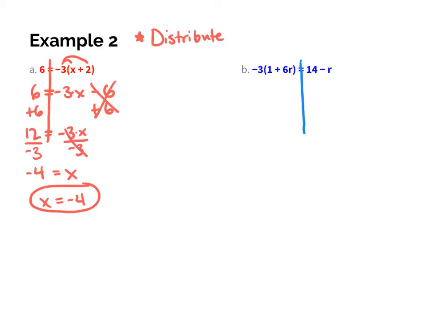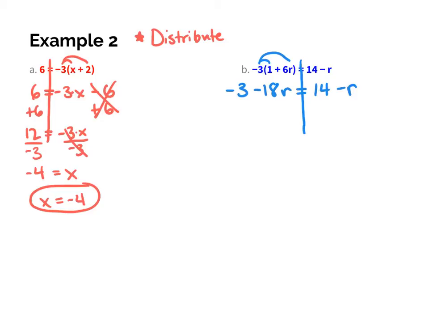But the first thing I want to do is distribute the -3 to those two terms. So -3 times 1 would give me -3. -3 times positive 6r. I'm going to multiply the numbers, so that would give me -18. 6 and 3 are 18. I'm going to make it negative because of the -3, and then I'm going to keep the r attached. And that's going to then equal the right side, which I haven't touched.